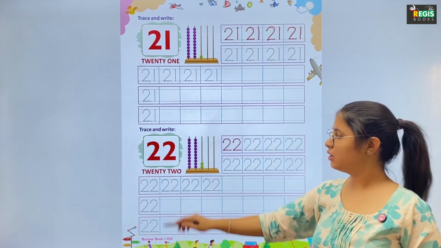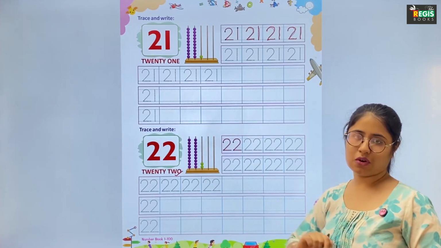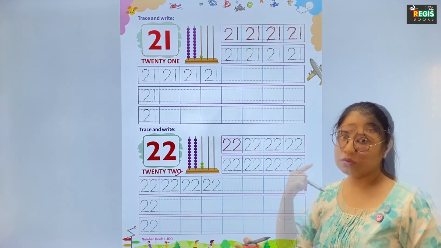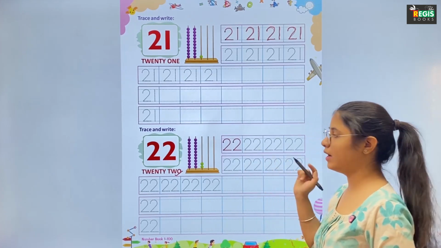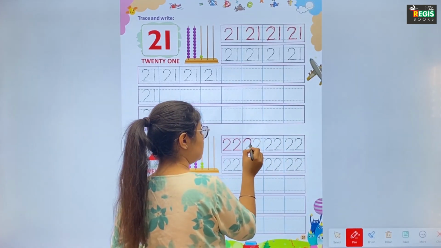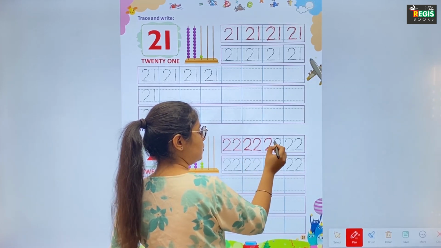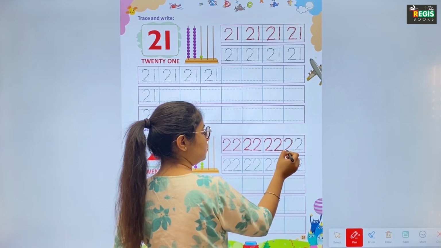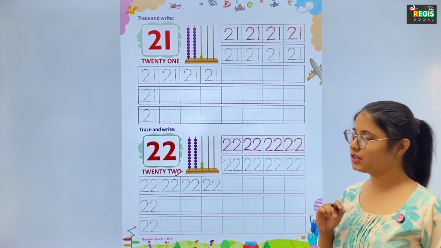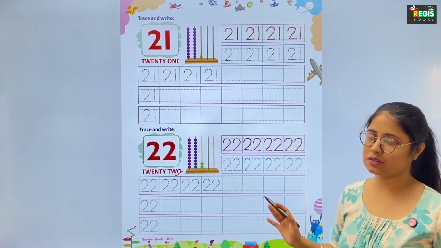Trace and write. 2, 2, 22. These are 22 dots. We write the number 22 by writing 2 twice together. So let's trace the number 2. Write 2 twice together like this. 2, 2, 22. And kids, similarly आप rest of the boxes में number 22 लिखकर उसकी practice करोगे.